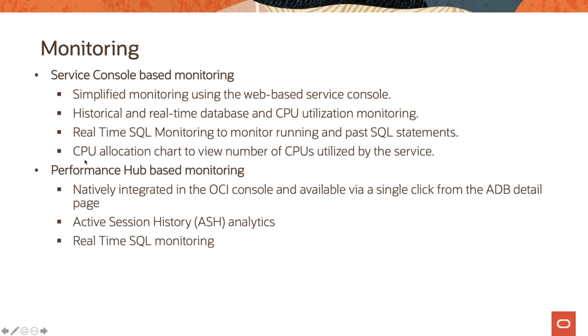As far as monitoring your database goes, you have a couple of choices. You can use the Service Console based monitoring, where you have a simplified monitoring capability using the web-based Service Console. You can look at historical and real-time database and CPU utilization. You can do real-time SQL monitoring to monitor running and past SQL statements. You can also look at the CPU allocation chart to view the number of CPUs utilized by the service, and this can be pretty handy if you want to figure out how you're getting billed for your CPU utilization for the Autonomous Database service.